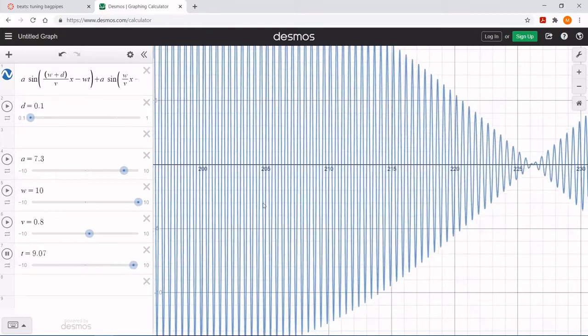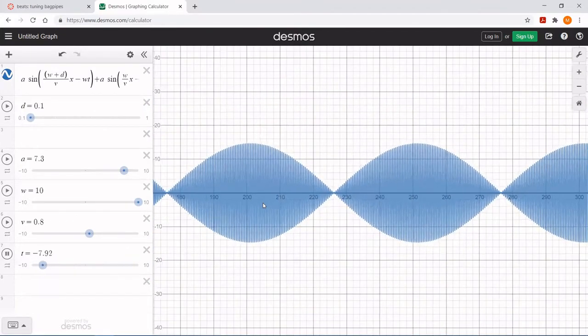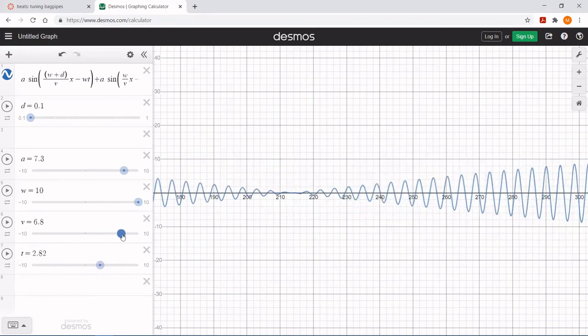Okay, I have to admit, I'm a little confused by this. I thought the whole thing should be moving to the right. I think it's not because I have such a low speed. So let me go with a greater speed. Whoa!